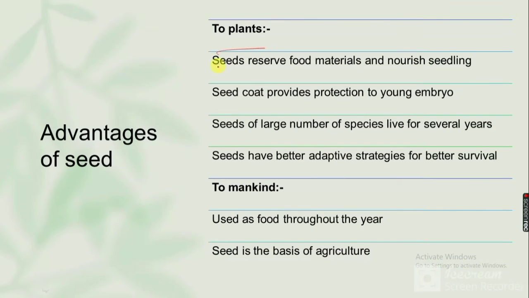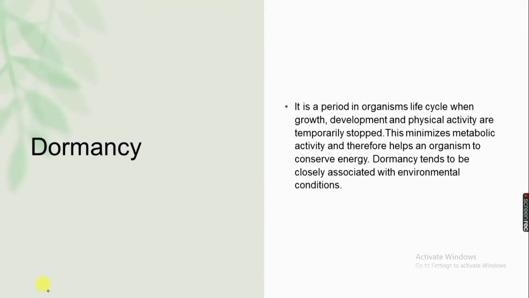Advantages of seed to plants. Seeds reserve food materials. Seed coat provides protection. Seeds of a large number of species live for several years, so the number of plants increases more and more. Seeds have better adaptive strategies for better survival, and to mankind they are used as food. Seed is the basis of agriculture. Without seed, there will be no food.